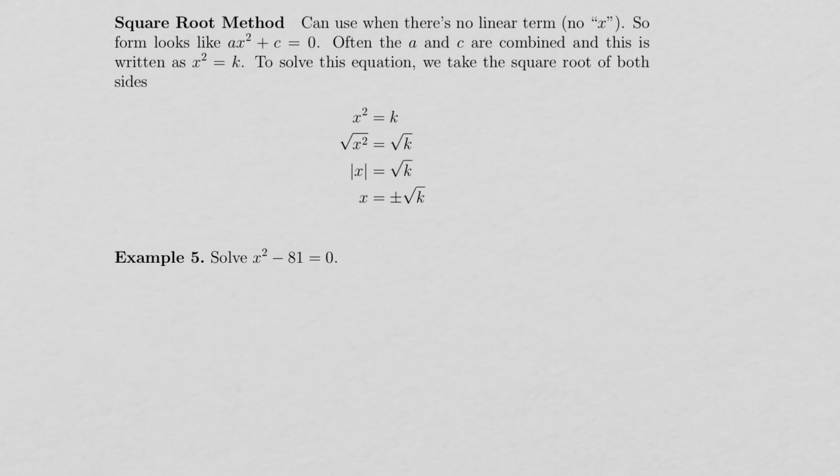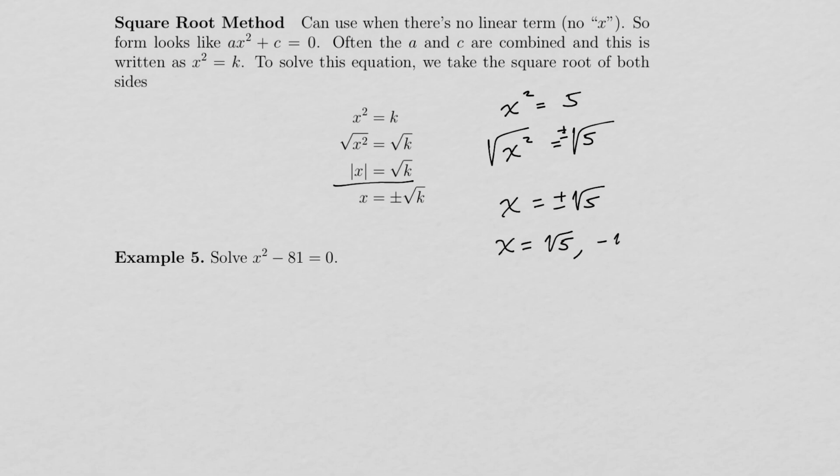Okay, so for instance, if you had something like, let's say x squared is equal to 5, then I can take the square root of both sides. But then you don't worry about the absolute value term here, just immediately put a plus or a minus, because it could be positive, it could be negative. So you're going to get x equals plus or minus, and I can't really do much more with the square root of 5. So those are my two solutions. Either x equals positive square root of 5 or x equals negative square root of 5.